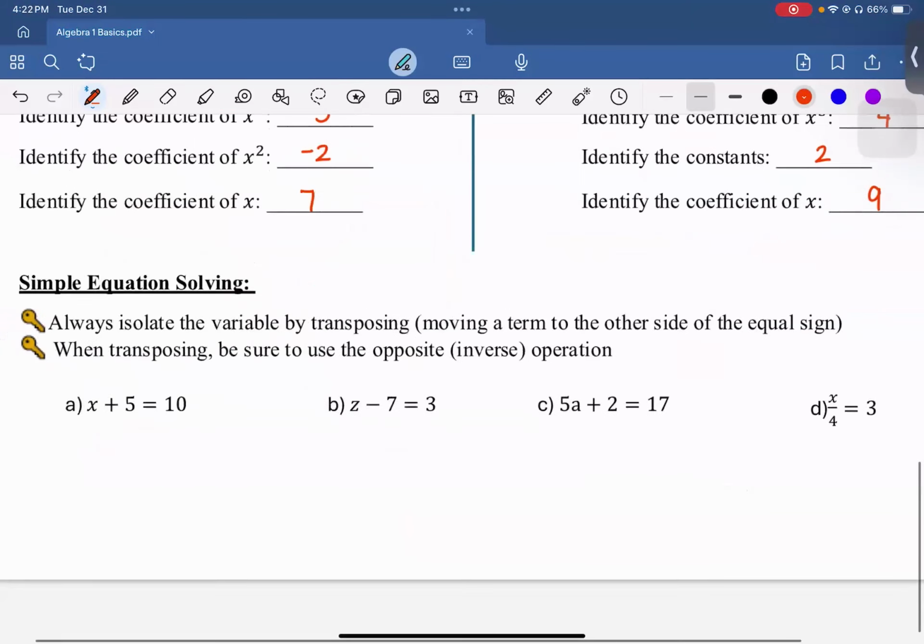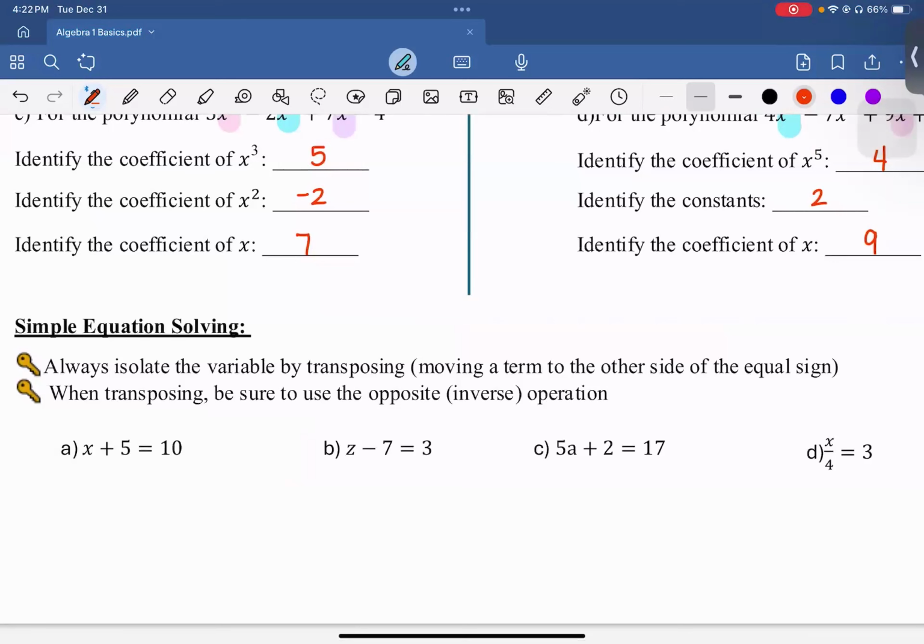Next up, this is going to be a big part of Algebra 1. We have simplifying equations. So here, I put these 2 key notes over here. You want to always isolate the variable by transposing. And transposing is just moving, and let me highlight it, moving a term to the other side of the equal sign. Okay, and we'll see a little bit of what that means just now. And then when you're transposing, you always want to be sure to use the opposite or the inverse operation. Those 2 are key to solving linear equations.